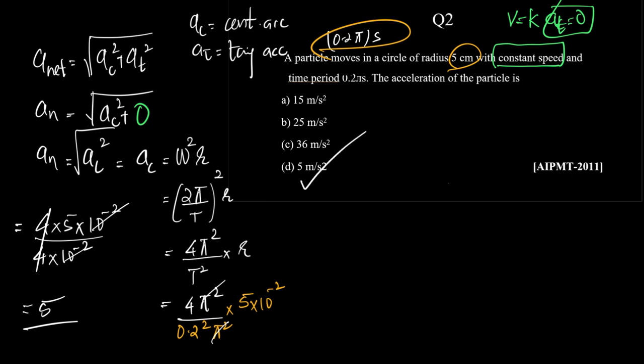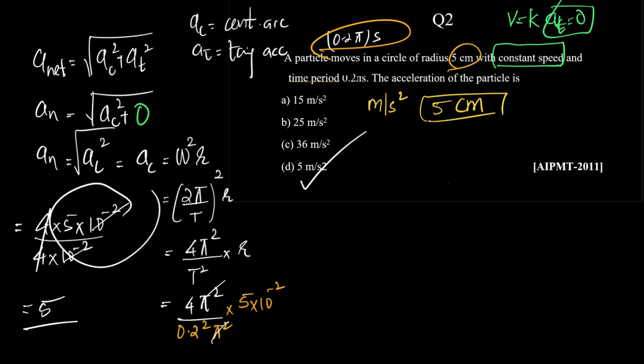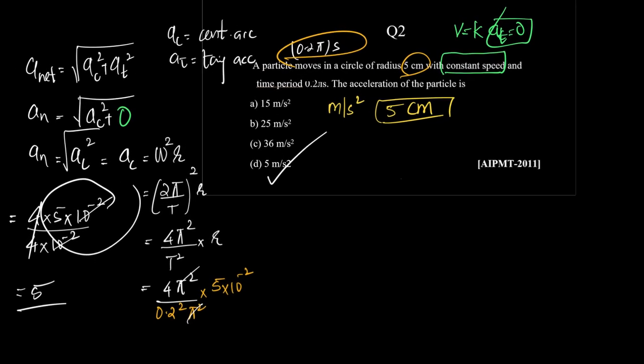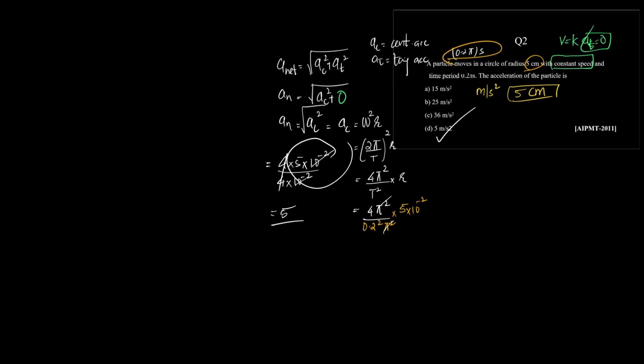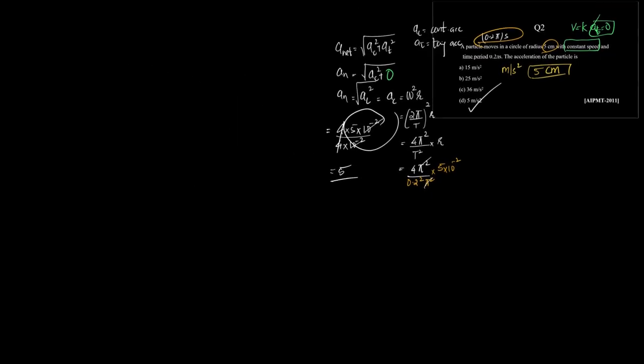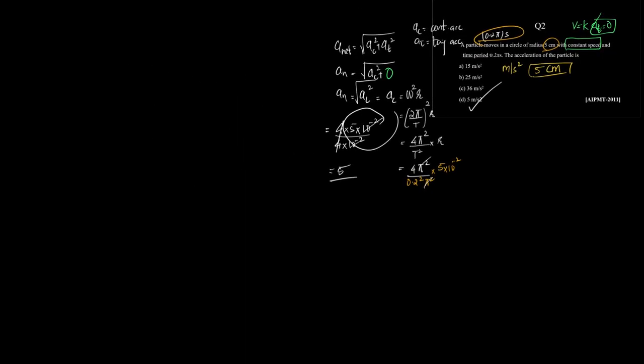So now you may think, why did I convert 5 into 10 to the power minus 2? Because the option says only meter per second square, whereas what's given to us is 5 centimeter. See, I would actually suggest that while solving this question, you should learn a couple of things in addition to this, which will help you in improving your concepts. We'll discuss that as 3 cases.